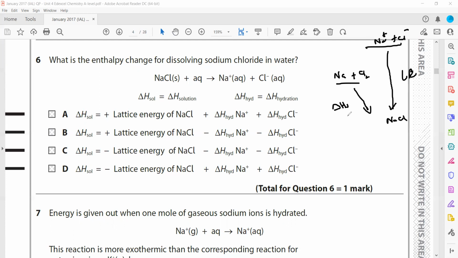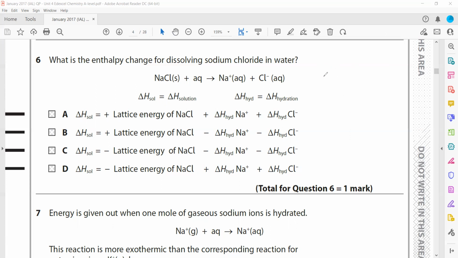And hydration energy means when ions in the gaseous state turn into ions in aqueous state, we call that hydration. So we can draw a Born-Haber cycle, or we can also use this concept.